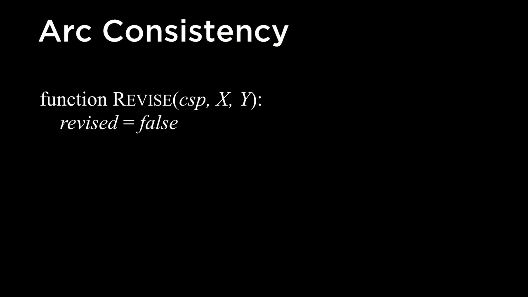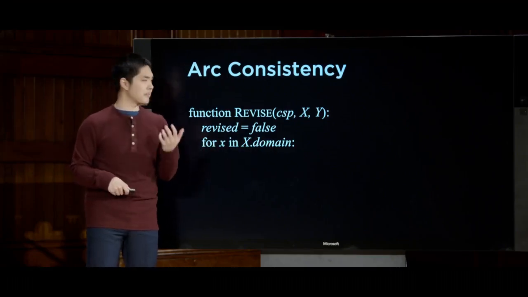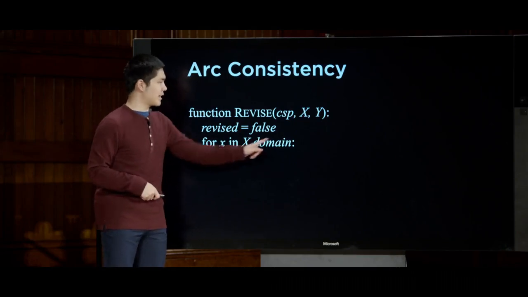How does this work? Well, we'll first keep track of whether or not we've made a revision. Revise is ultimately going to return true or false. It'll return true in the event that we did make a revision to X's domain. It'll return false if we didn't make any change to X's domain. And we'll see in a moment why that's going to be helpful. But we start by saying revised equals false. We haven't made any changes. Then we'll loop over all of the possible values in X's domain, for each little x in X's domain.